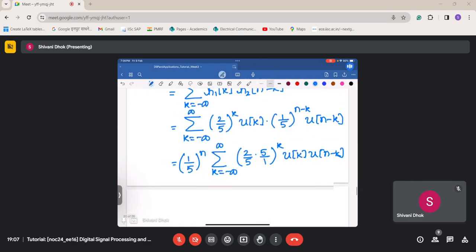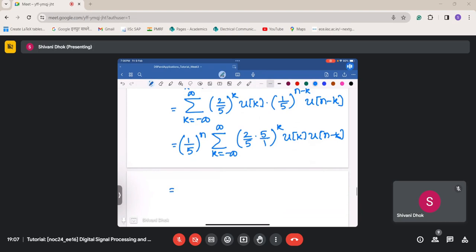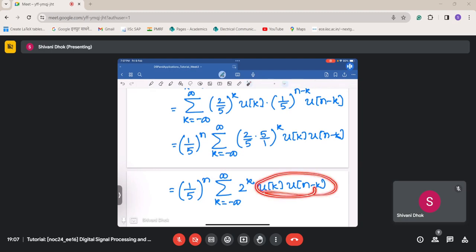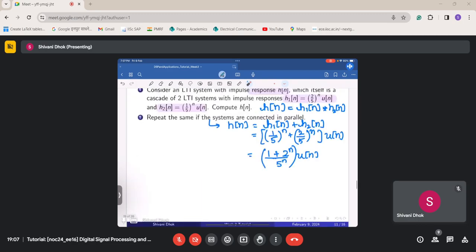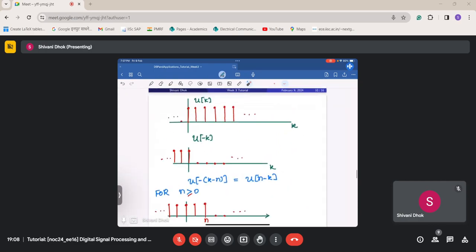So what I'm having now is this is equal to 1 by 5 to the power n, summation k running from minus infinity to infinity, 2 to the power k into u of k into u of n minus k. Now if you observe carefully, this is exactly the same thing that we saw in the previous question.